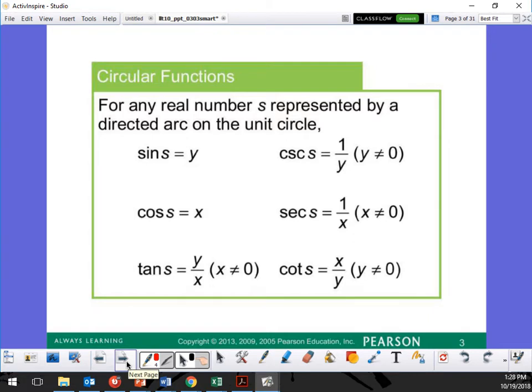Okay, here we go. This is the same stuff that's on the upper right-hand corner of your unit circle. The sine is the y, the cosine is the x, the tangent is y over x. Cosecant is 1 over y, secant is 1 over x, cotangent is x over y. It's the same thing that's on the paper. You could use this paper on your test.